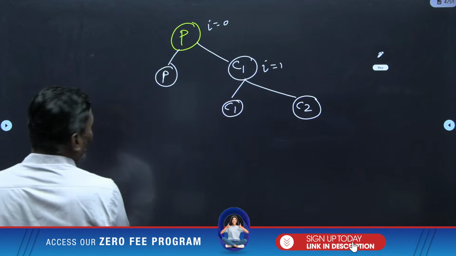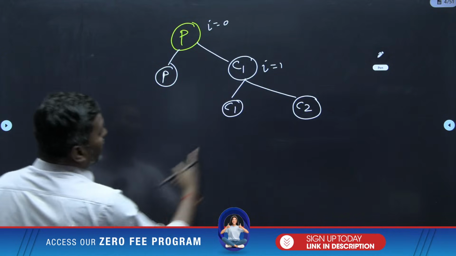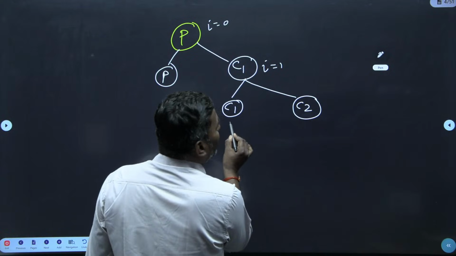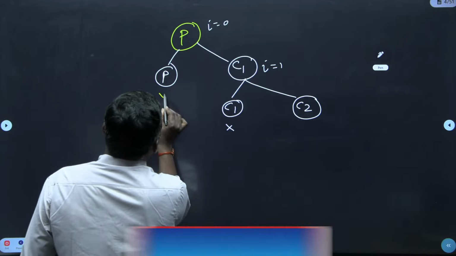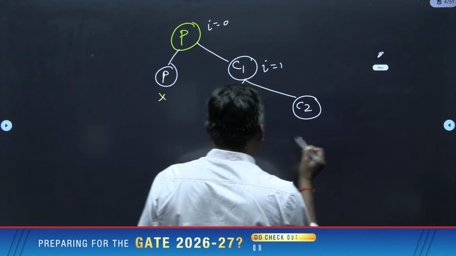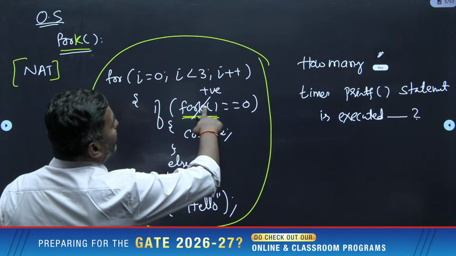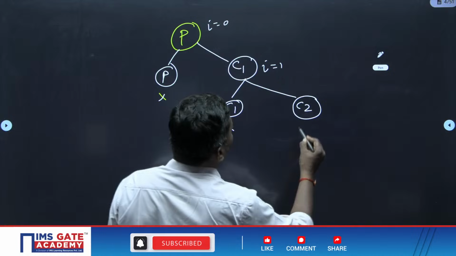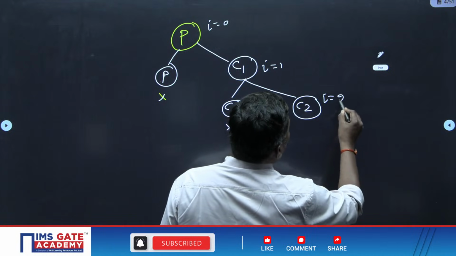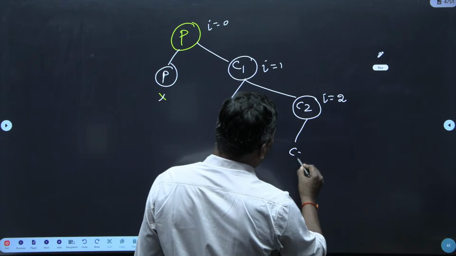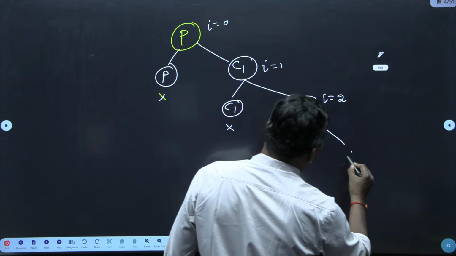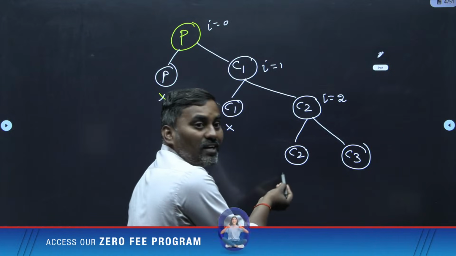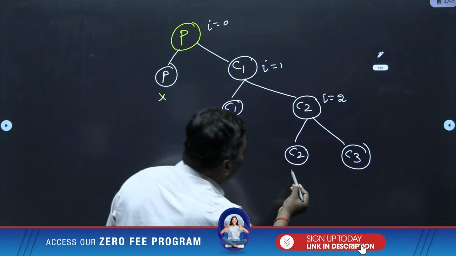For the parent, the return value is positive, so the loop will not repeat here. Now I'm going to C2. For the child, the return value is 0, so the condition is false and it continues the loop. Now i gets incremented, i equal to 2. C2 will be here, and it will create one more child, C3. For this parent, the return value is positive, so the loop will not repeat.